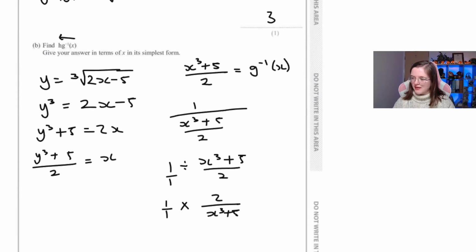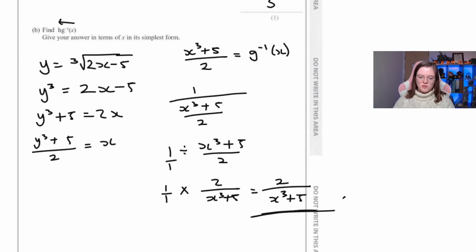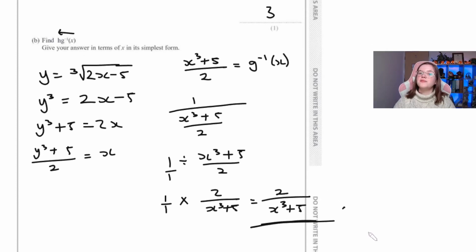You can't even see it. Of course you can't. There you go. And then that's going to give me 2 over x cubed plus 5. And that is your final answer. And there we are. And that is question, what was it? 19. There we are. On we go.